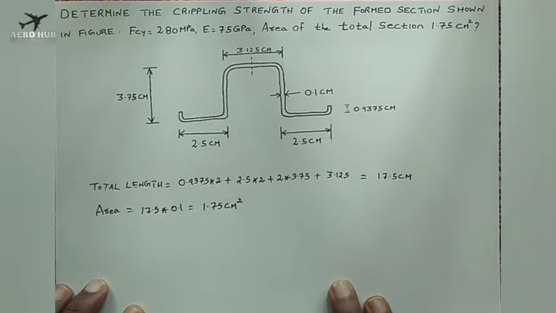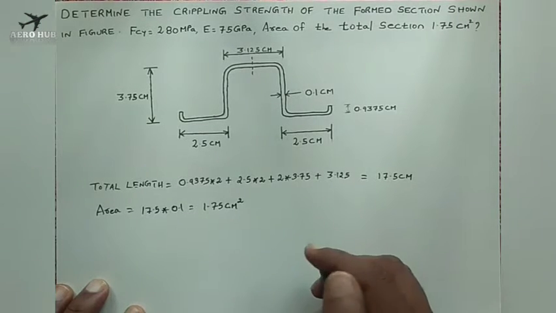Now we have to use Needham's method to find the crippling stress for the entire section, and Needham's method is basically called the angle method. That is, we divide the section into a number of angles, then compute the crippling load for each and every section, then add the crippling loads of every section and divide by the entire area to find the crippling stress for the entire section.